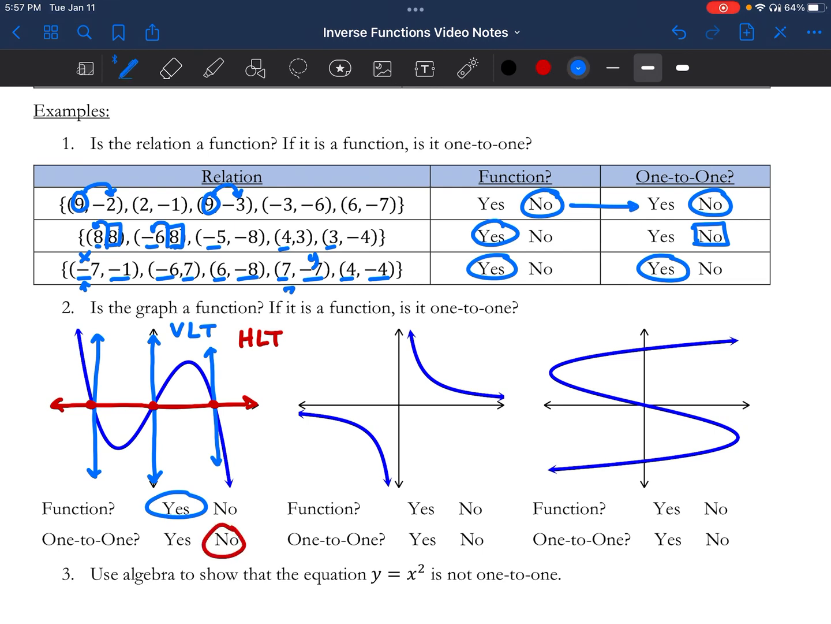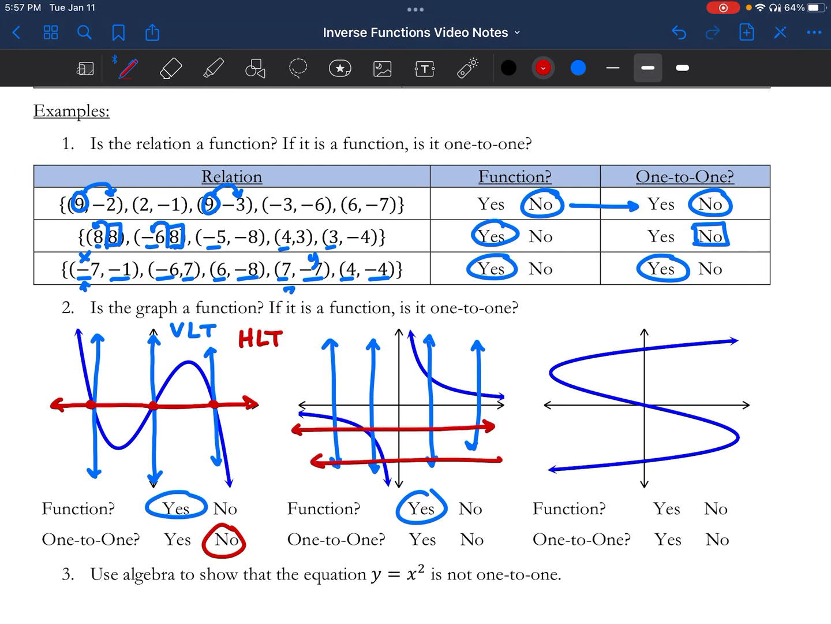Now on the next one, if I draw a vertical line, I'm not touching it more than once. And in fact, there's no place where I can draw a vertical line that will touch it more than once, so it is a function. And the same idea with the horizontal line test. I can't really draw any horizontal line that touches that original curve in more than one place. All right, so that is going to be a one-to-one function.